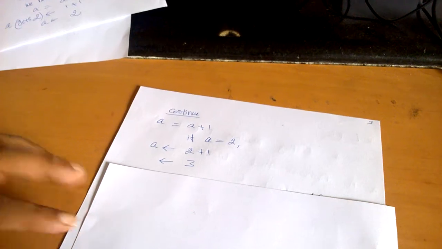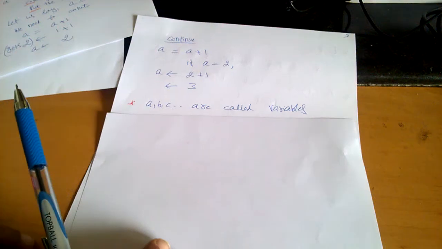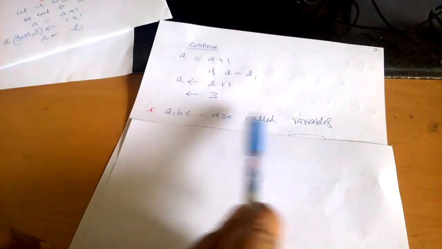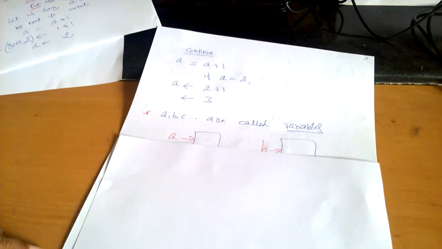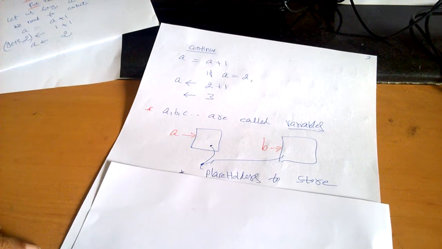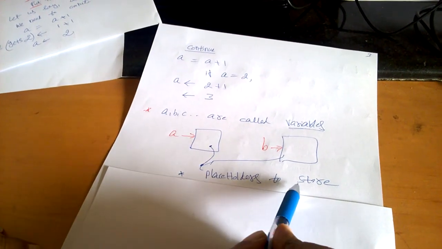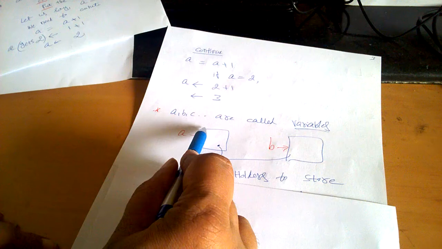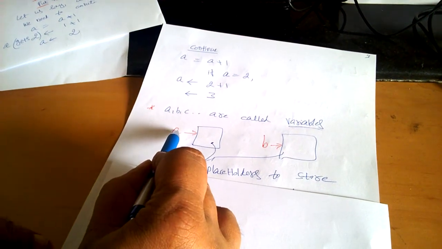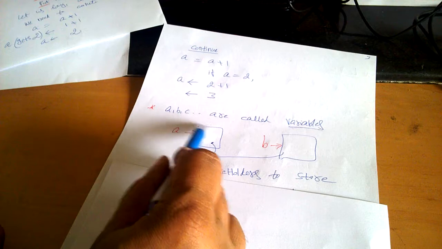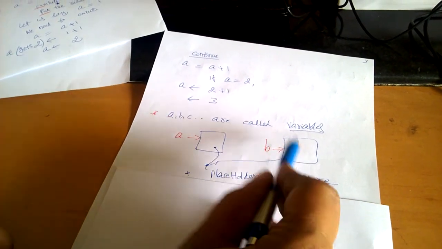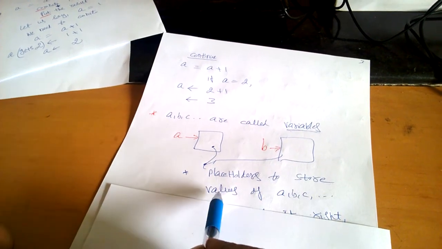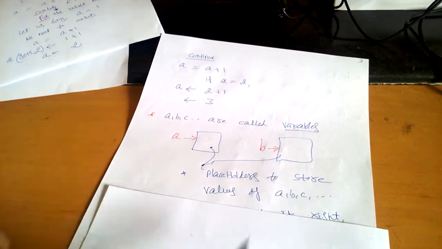Now what does it really mean when we say a equals a plus 1 or a equals b plus c? So a, b, c, these are all called variables in any programming language. Now what do they mean? Variables are like placeholders. So when you say a, it stores the information that is contained in a in a storage. You can imagine a like a storage box. So these are placeholders to store values of variables such as a, b, c.